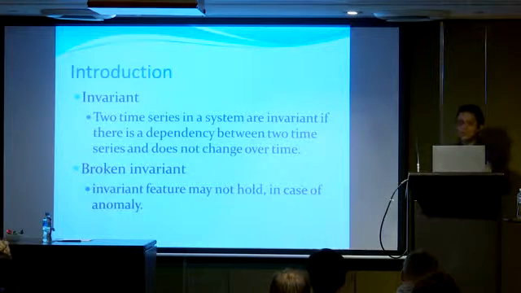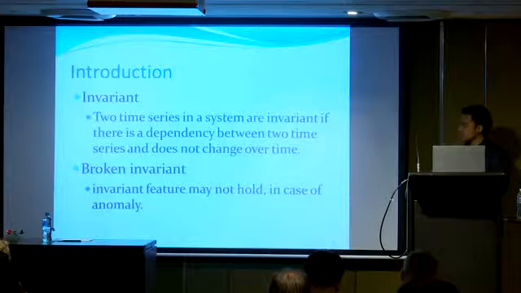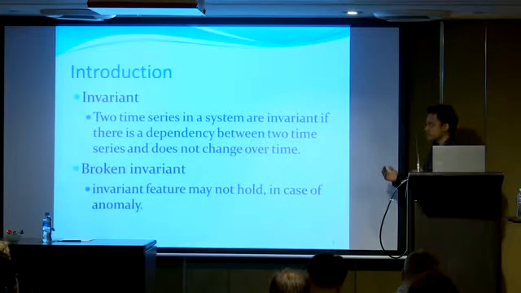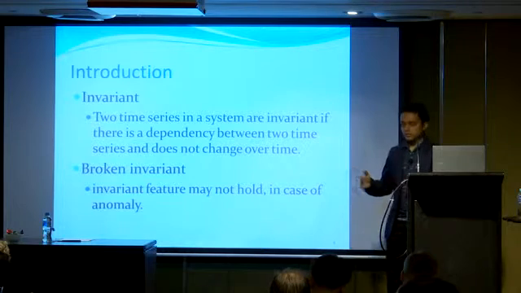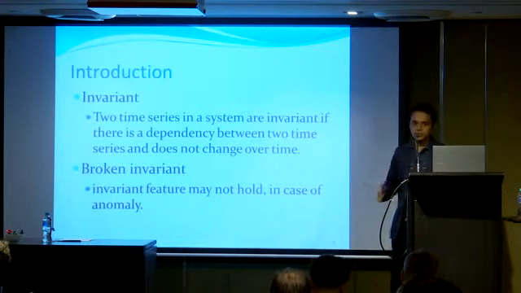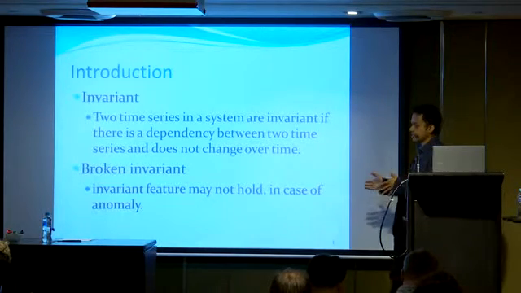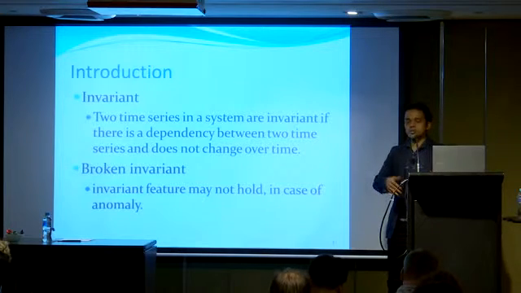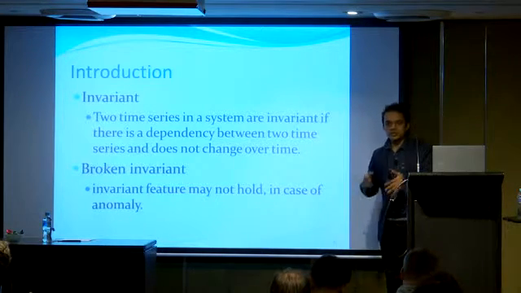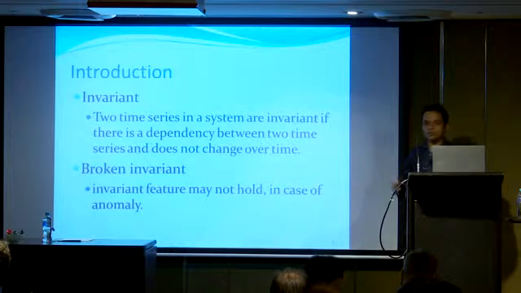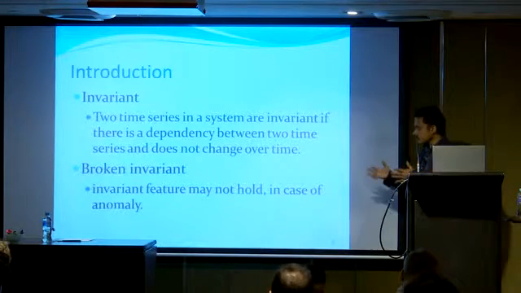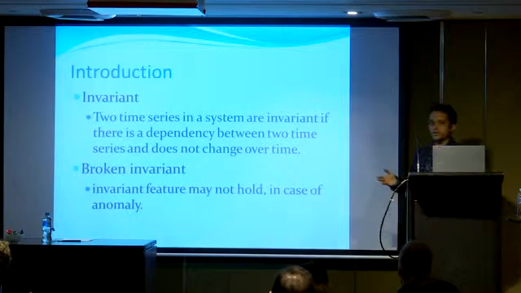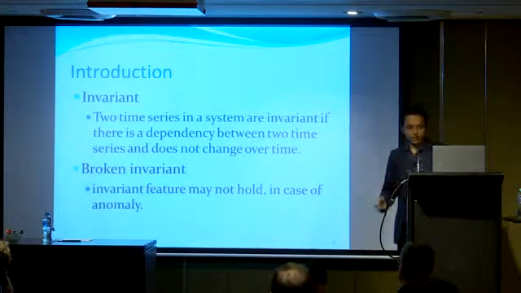If such two time series show the same relation over the entire time period, you call them system invariants. This time period is basically the training time period. And after this training time period, when you see that this relation is no longer holding for, let's say, even a single time point, you say that this relationship is broken, and you term it a broken invariant.